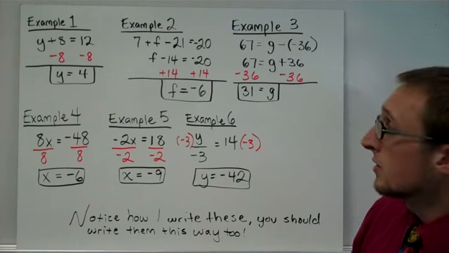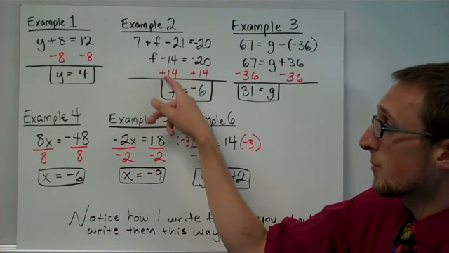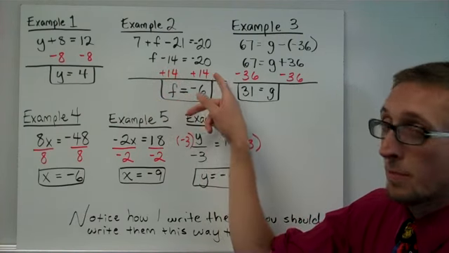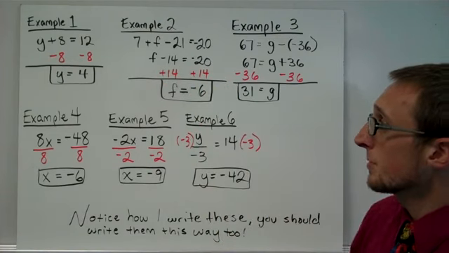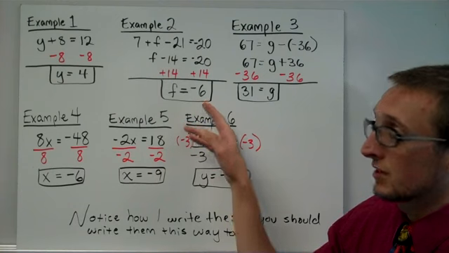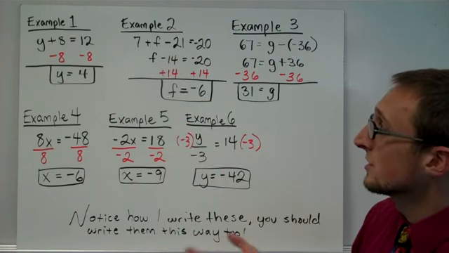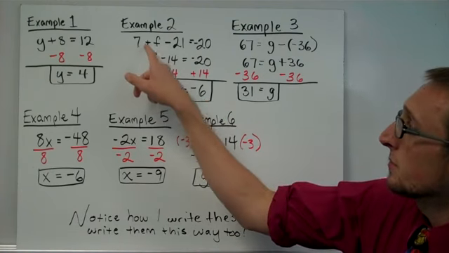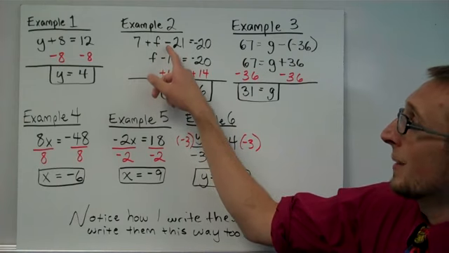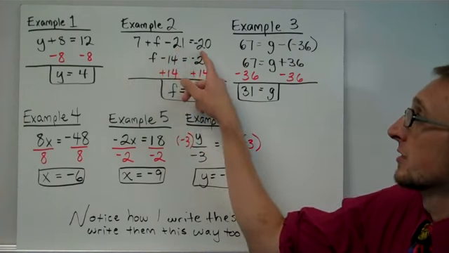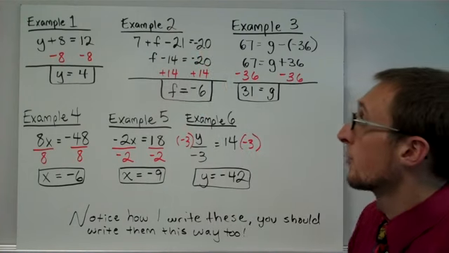So what am I going to do now? I'm going to use my inverse operations. I'm going to add 14 to both sides. These will cancel out, and negative 20 plus 14 is negative 6. So we're going to see if negative 6 is our answer. 7 plus negative 6 is 1. And 1 minus 21 is negative 20. So we got that one right.